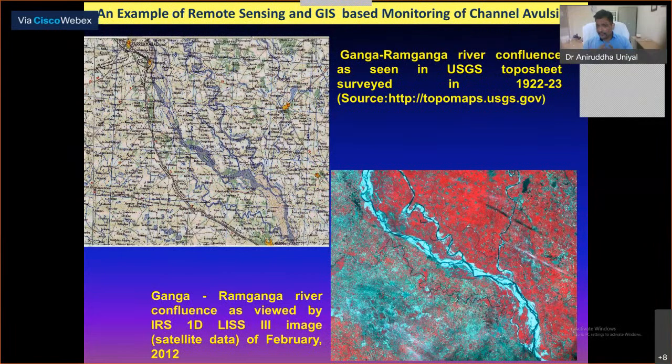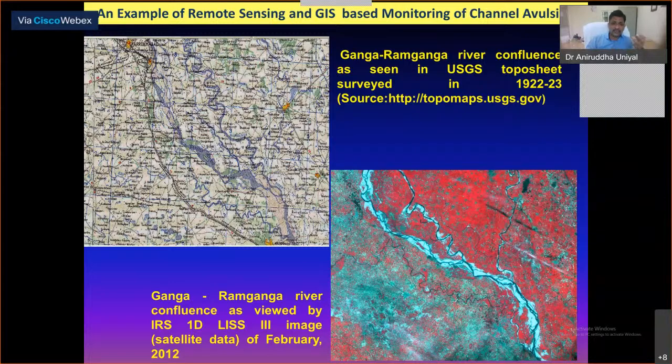Now, this is a very important example of confluence dynamics. And this is probably one of the most dynamic confluences of our country. But one thing is certain, this is the most dynamic confluence of Uttar Pradesh. This is the Ganga-Ram Ganga confluence. It is in central UP, in parts of Hardoi, Kannauj, and Shahjahanpur districts. And here, again, remote sensing and GIS technologies have proved to be excellent for monitoring not only bank line shift, but also channel evolution, where there has been a sudden change in the channel.